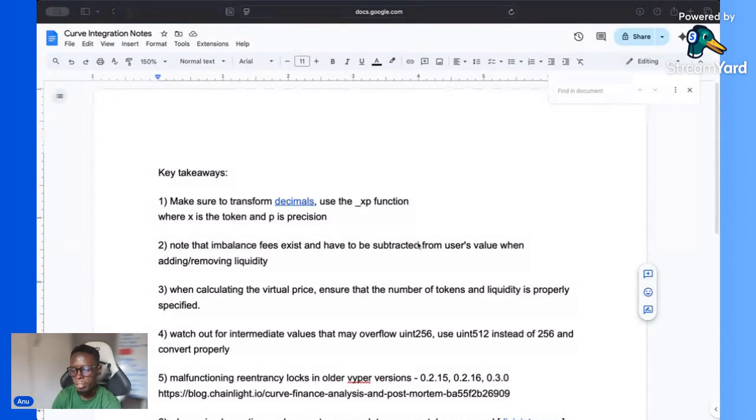Let's see. Number 5, malfunctioning reentrancy locks. Now, this was a hack from about 3 years ago, and over $60 million was lost here. That's a lot of money. Compared to the Bybit hack, which was around 1.4, 1.5 billion, it doesn't look so large, but that is still a large amount of money, to be honest, to be lost. So that could have been your funds. I had no funds locked in Curve at the time, so hopefully we don't get caught, but stay protected.